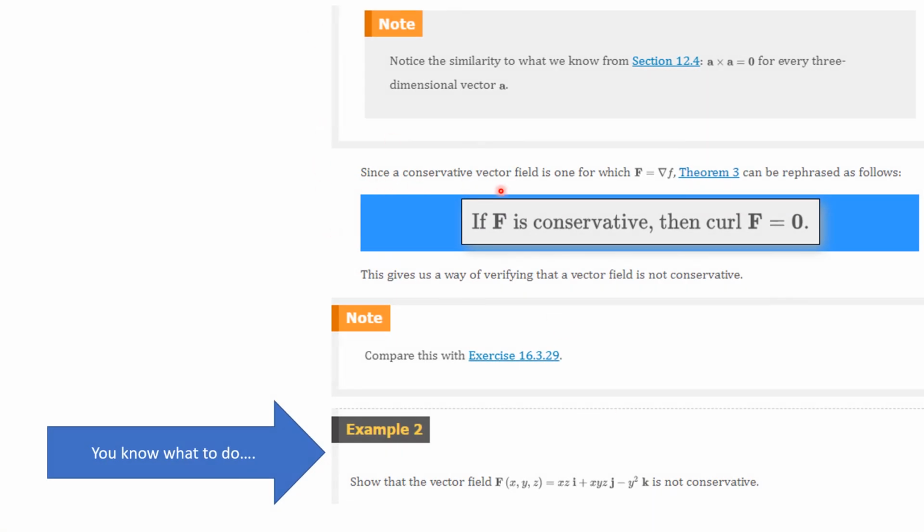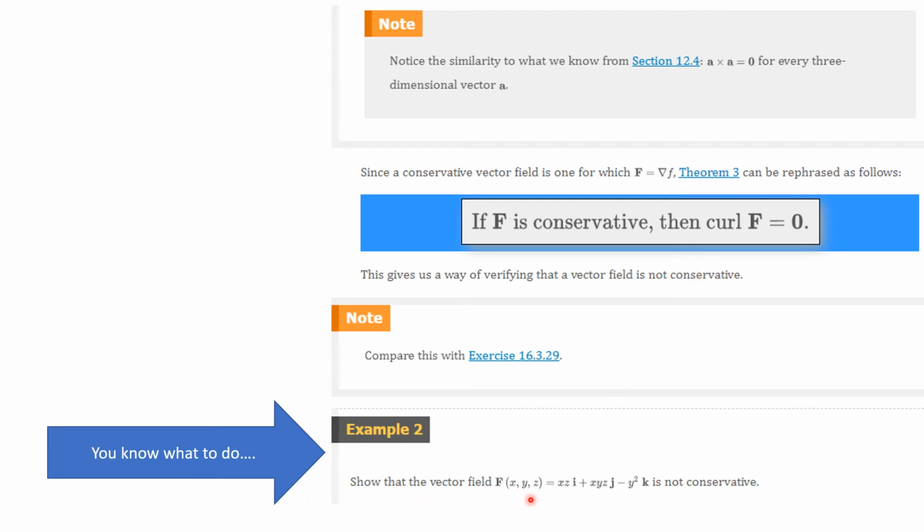Now, since a conservative vector field is one for which capital F is equal to the gradient of lowercase f, we can rephrase the theorem that we just had to say, if F is conservative, then the curl of F is equal to 0. And this gives us a new way of verifying that a vector field is not conservative by taking the contrapositive of this statement.